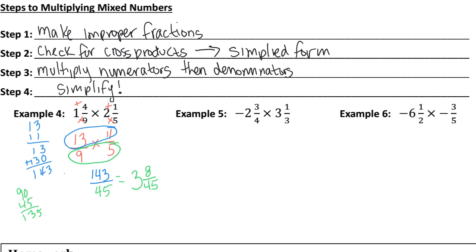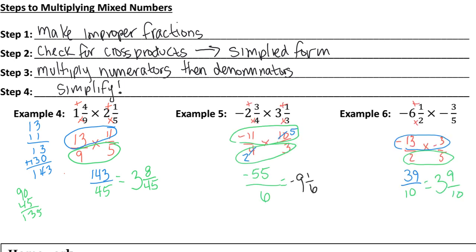So I want you to do example 5 and 6. So try example 5 and 6 now. All right, so check your answers. For 5, you should have gotten -9 and 1/6. You could use cross products on there, so that simplified it a lot. Otherwise, you would have had 110 over 12.